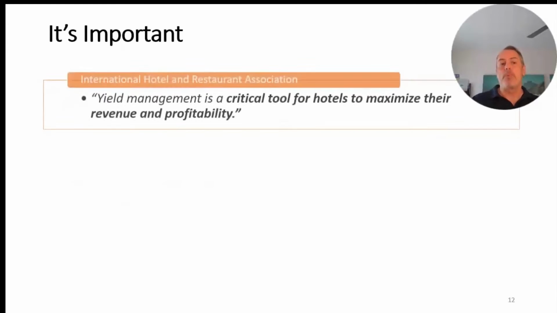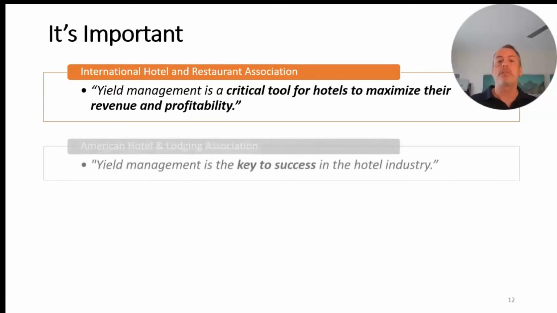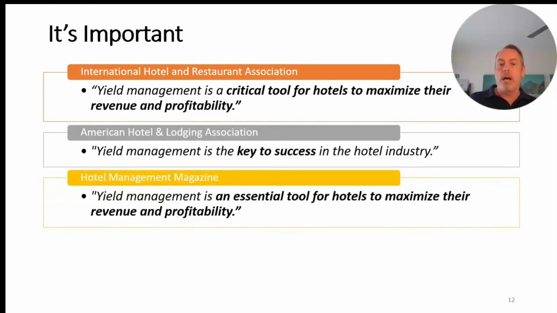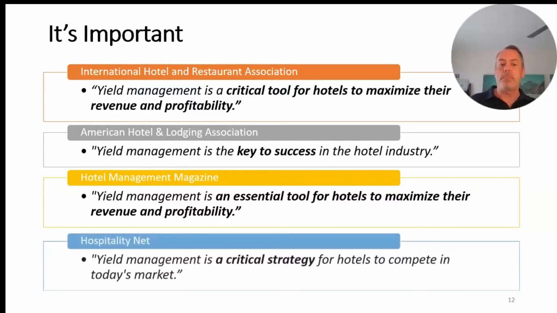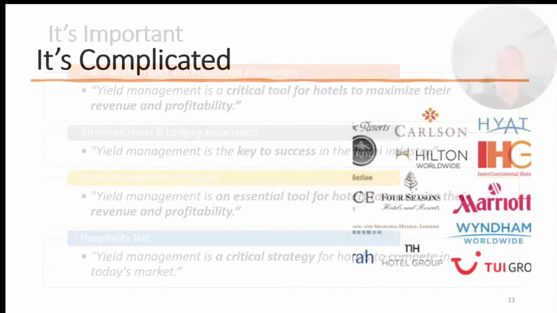So the first thing I want to point out, and maybe you know this already because that's why you're here, but this is important. These are a bunch of associations that call it a critical tool for hotels to maximize revenue and profitability, key to success in the hotel industry, essential tool for hotels to maximize revenue and profitability, and a critical strategy for hotels to compete in today's market. So in case you had any doubt, this is pretty important today. It was not so important 20, 30 years ago, but it is today.